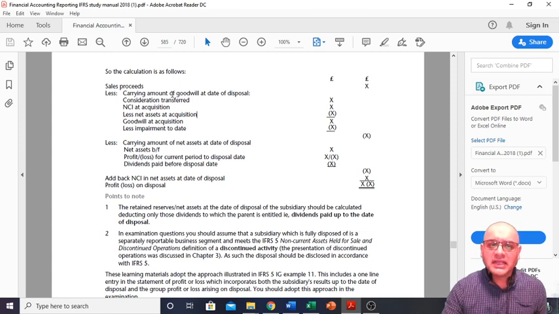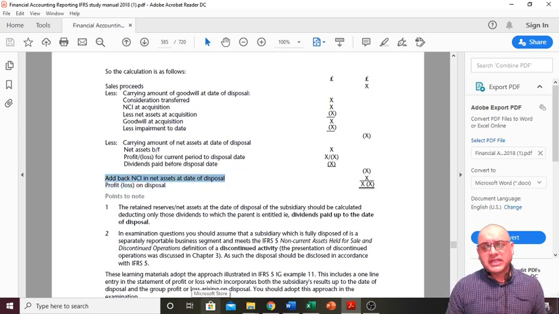For the goodwill carrying value, it will be the goodwill originally recognized at the time of acquisition minus all the impairment losses. That would give us the goodwill carrying value. And at the end, before working out profit or loss on disposal, we will add back any remaining NCI on the date of disposal. That would give us the profit or loss on disposal. So it's not a very difficult concept to understand. Now let's see how we can apply those principles to a particular question.